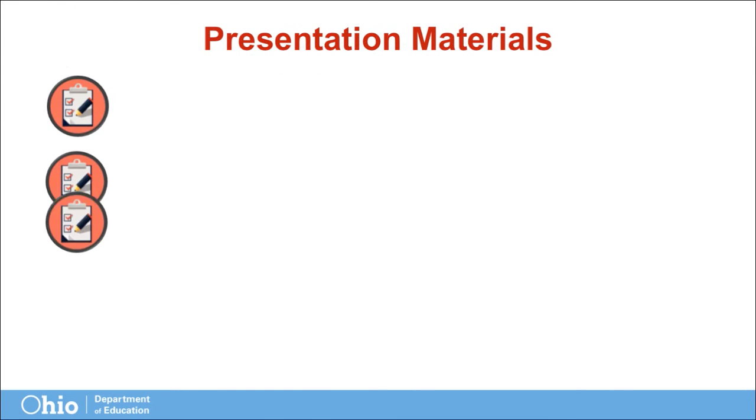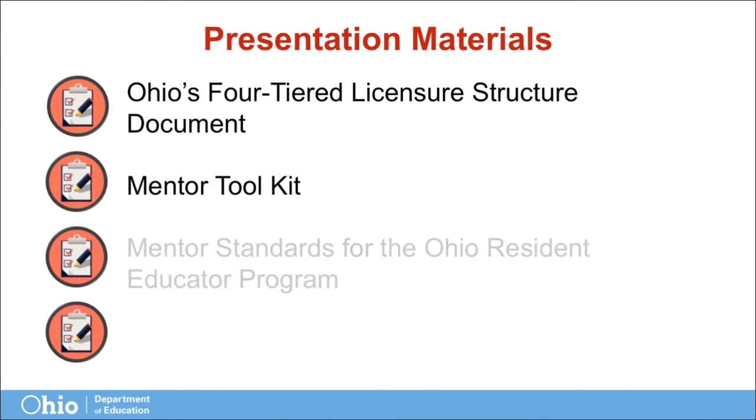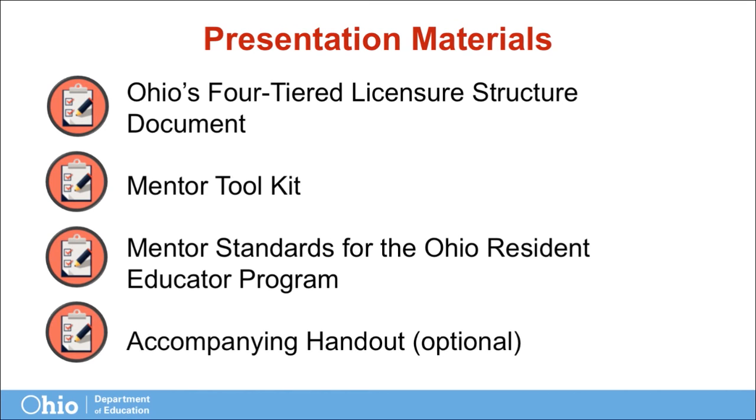We strongly suggest that you have the following resources available as we go through the presentation: Ohio's 4-tiered licensure structure document, the Mentor Toolkit, the Mentor Standards for the Ohio Resident Educator Program, and the accompanying handout. All of the tools will be referenced and explained throughout the presentation. The handout is optional. However, it may be beneficial to use for taking notes and reflecting on the learning throughout the presentation. For those who choose to complete the handout, you will notice that you may receive 3 contact hours to submit to your LPDC for job-embedded professional development hours.